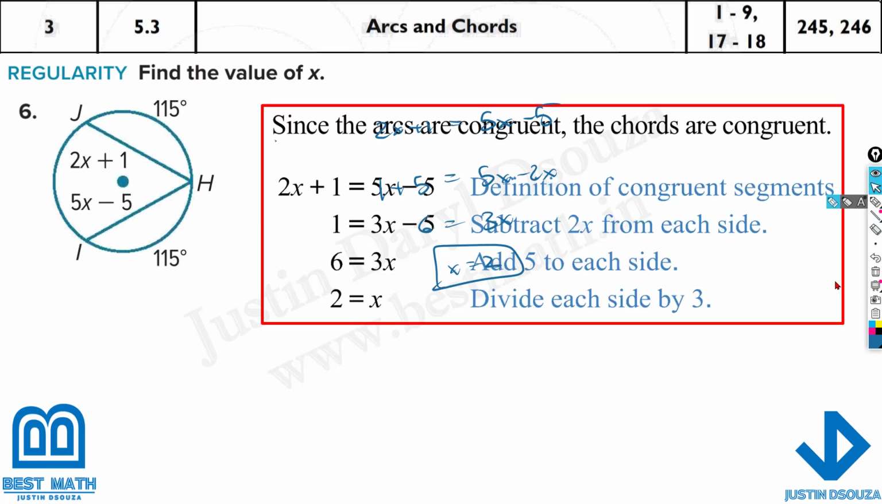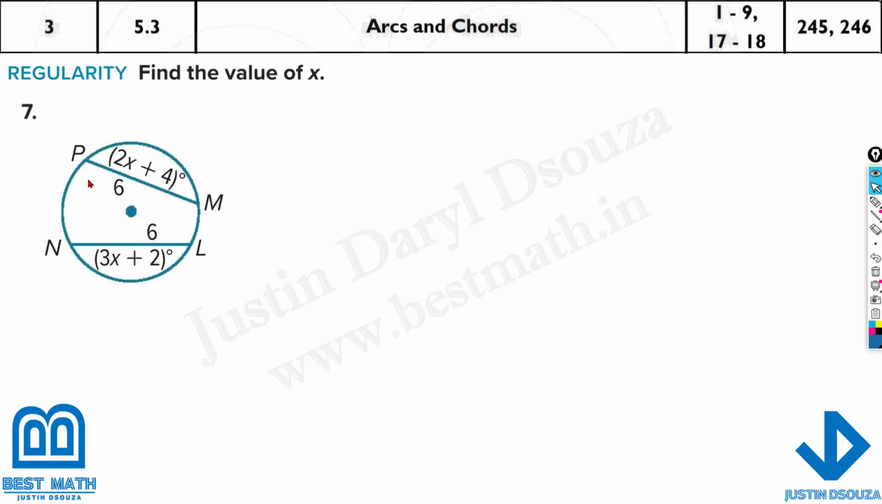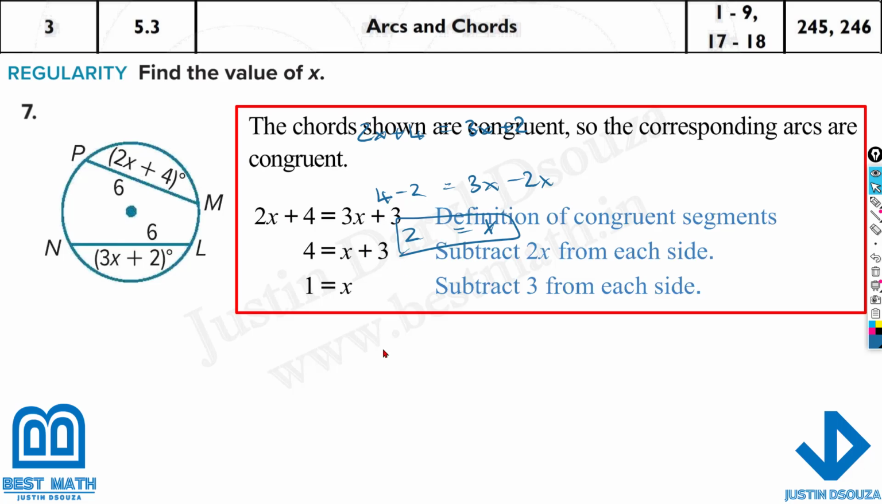X is 2 here. Now the next problem, you can see these two chords are equal. They have given the arcs' angles to be 2x plus 4 and 3x plus 2, but the chords are equal, so then these arcs must be equal. So let's just solve them. We'll equate them. 2x plus 4 must be equal to 3x plus 2. Let's rewrite them. 3x is bigger, so I'll leave 3x here, minus 2x, and 2 goes to the other side. It'll be 4 minus 2. So it'll be 2 is equal to x, basically. That's the answer. X is 2. And that's it. We have to just find the value of x.